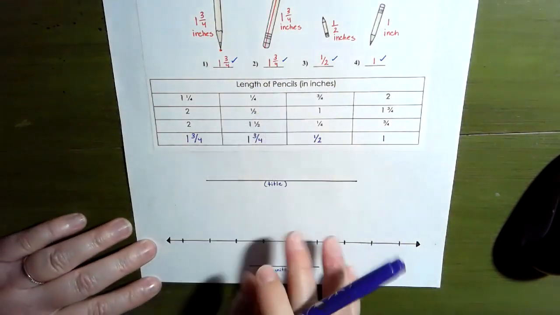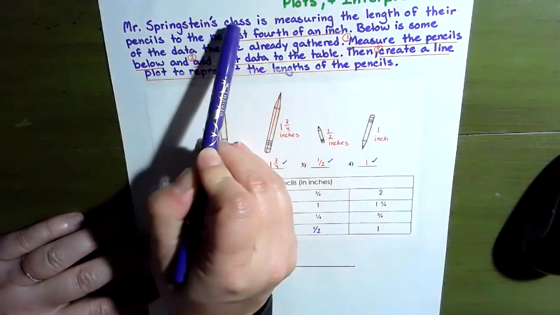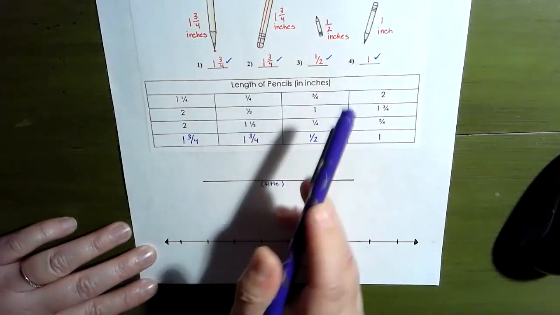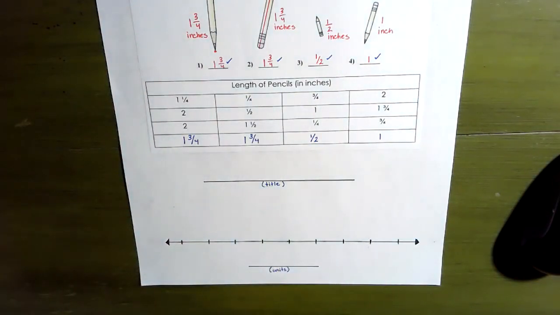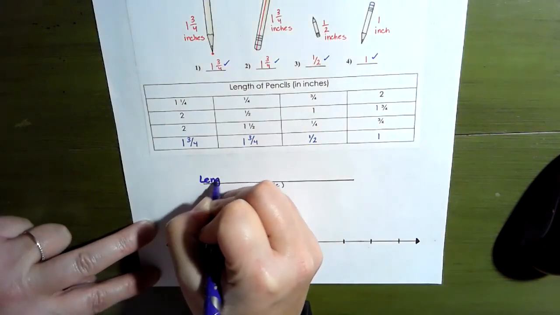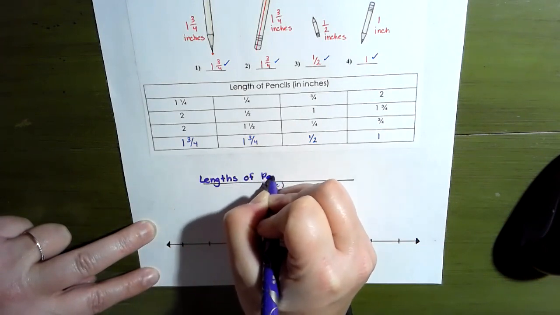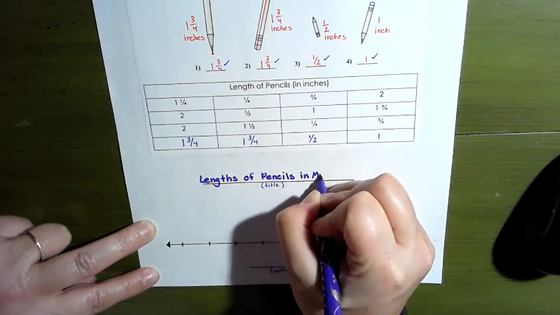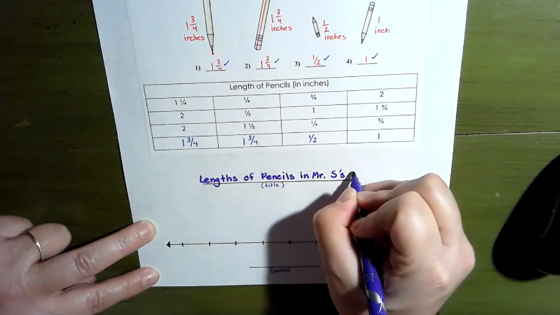We can add more detail to our title by looking at the problem, Mr. Springsteen's class. So we could add a title that says lengths of pencils in Mr. Springsteen's class in inches. So let's make sure that we add our title. Lengths of pencils in, we're going to say Mr. S's class.